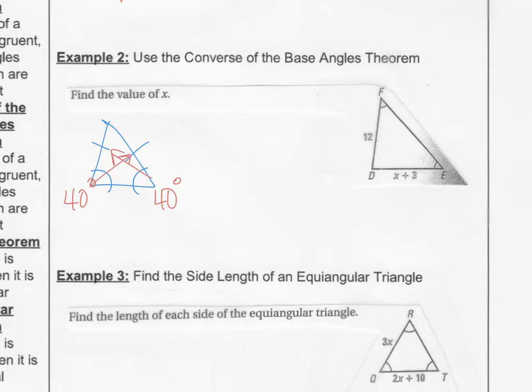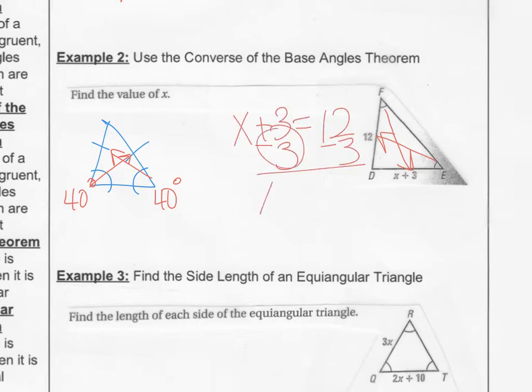Let's move on to example 2. Now it says use the converse. Let's talk about the converse over here on the left. Converse of base angles: if two angles of a triangle are congruent, then the sides opposite them are congruent. It's just working backwards. That's all it means.